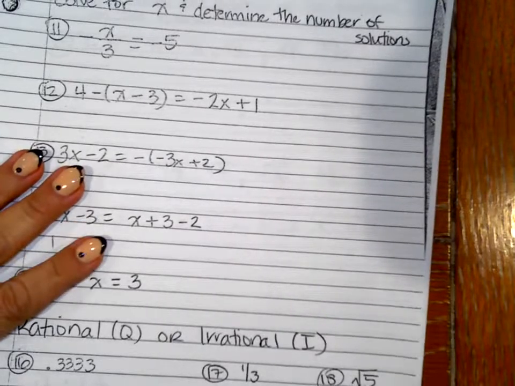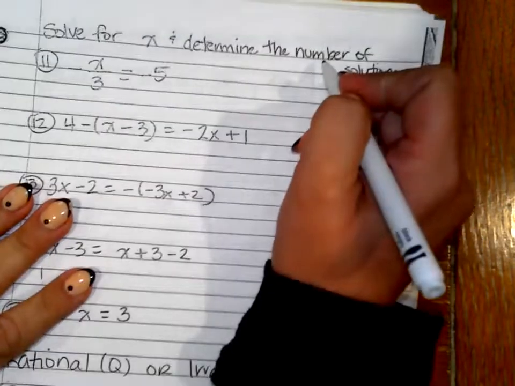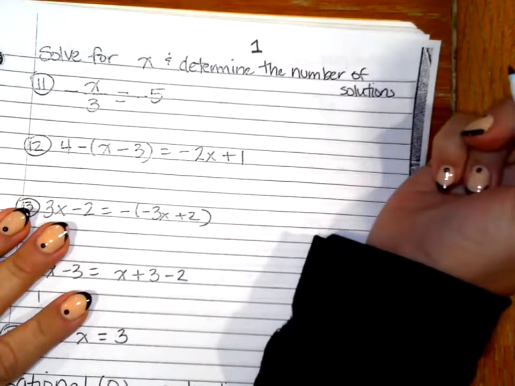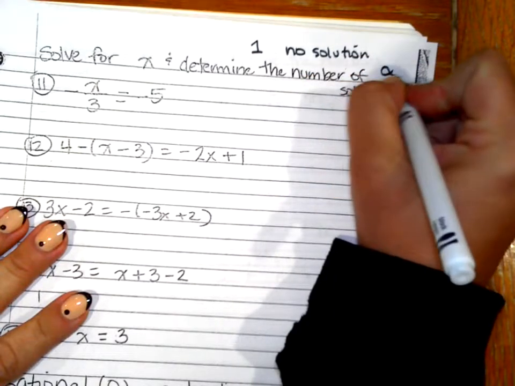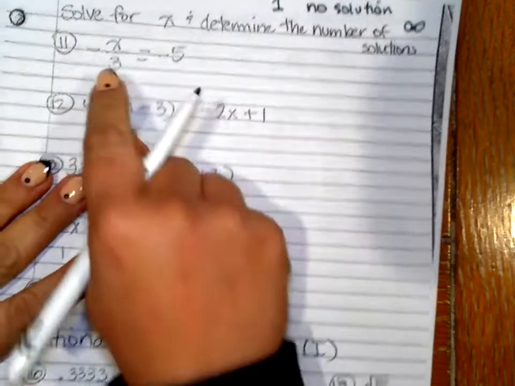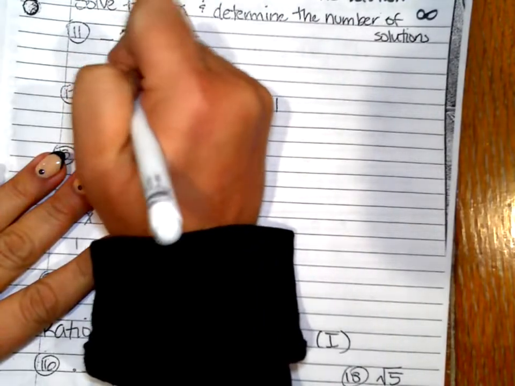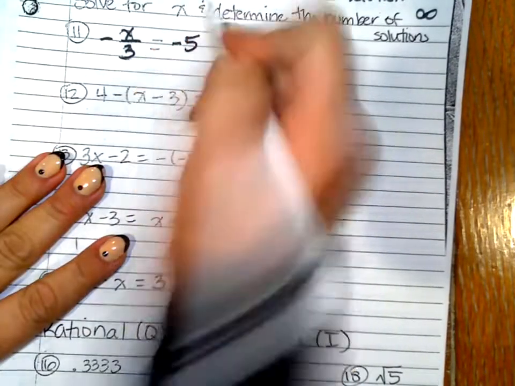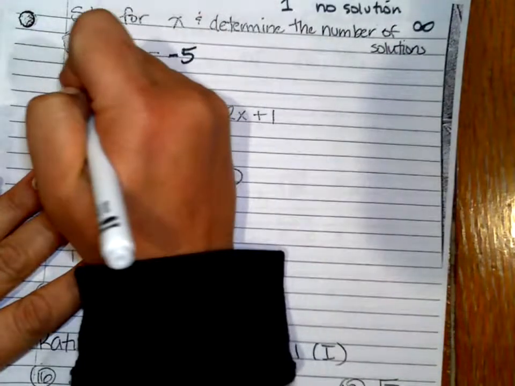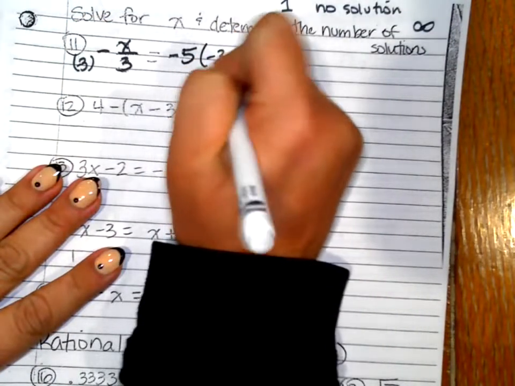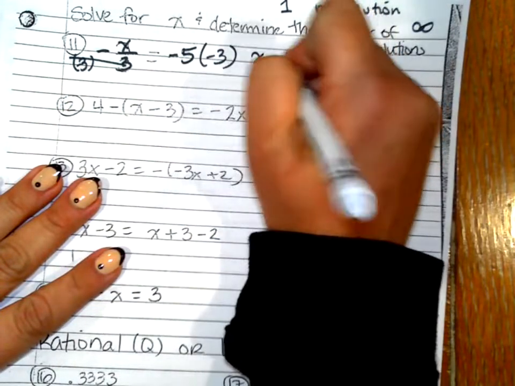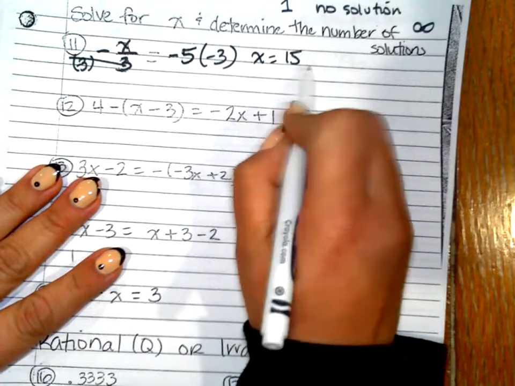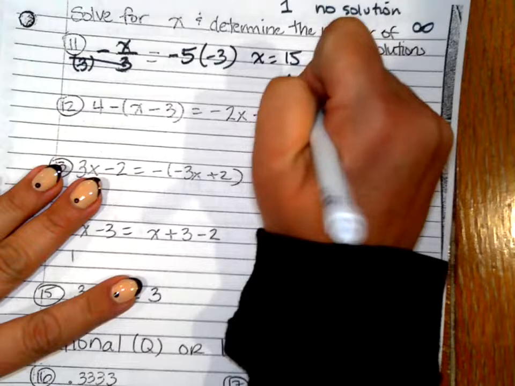All right, solving equations. So this is solving and determining the number of solutions. And when we determine the number of solutions, our choices are going to be one solution, no solutions, or infinite solutions. Okay, so let's do this. This is -x/3 equals -5. For this one, I'm going to multiply both sides by a -3, and I'm going to get x, because that guy cancels out, equals +15. Okay, when I get x equals just straight up a number, that gives me one solution.